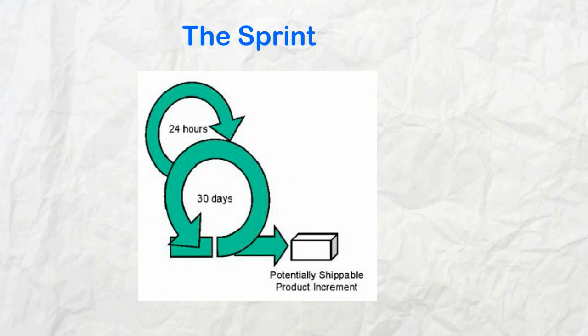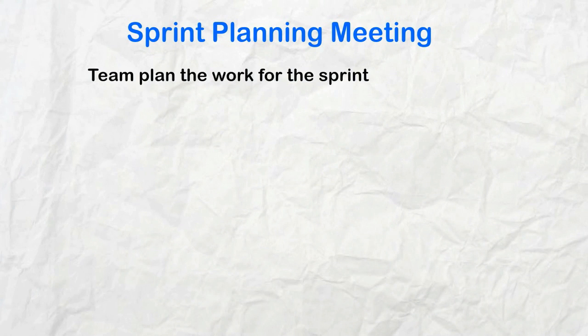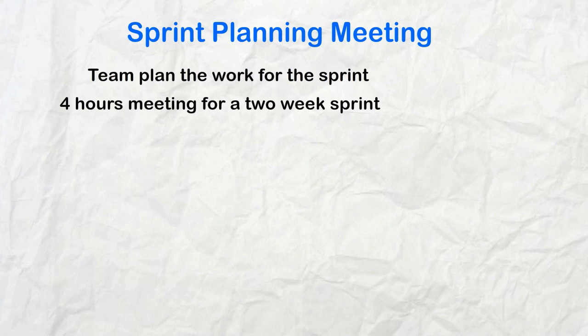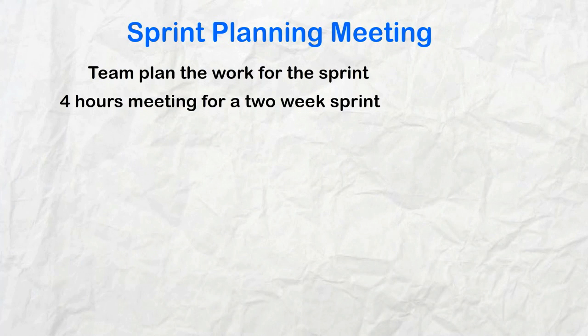Sprint. A sprint is a period of time less than 4 weeks in length during which the team builds a shippable increment of the product. Sprint planning meeting. The team plans the work that they will do in the upcoming sprint. The meeting lasts no more than 4 hours for a 2-week sprint.